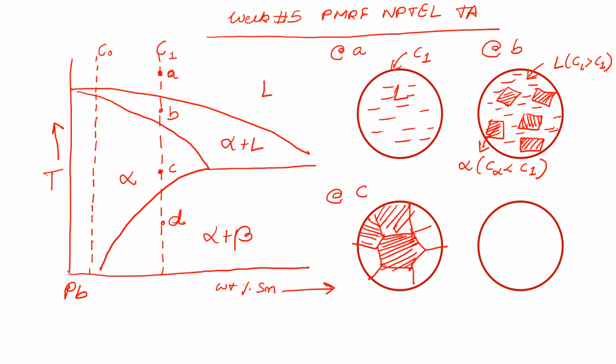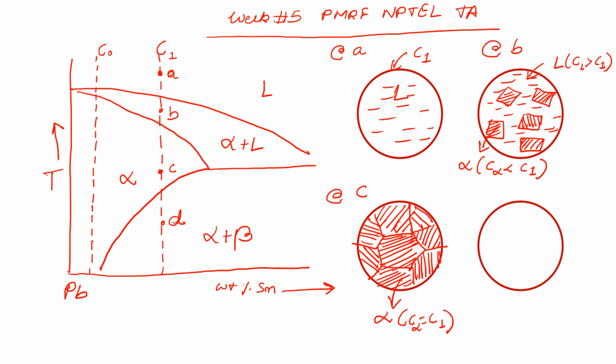So whatever crystallites that are forming in liquid phase, they will keep on growing, and ultimately they will reach a terminal limit where the sizes are coinciding, the different orientations are coinciding, and those are the ones that we call the grains. So these are different grains of alpha, and this composition of alpha is equal to C1 itself.